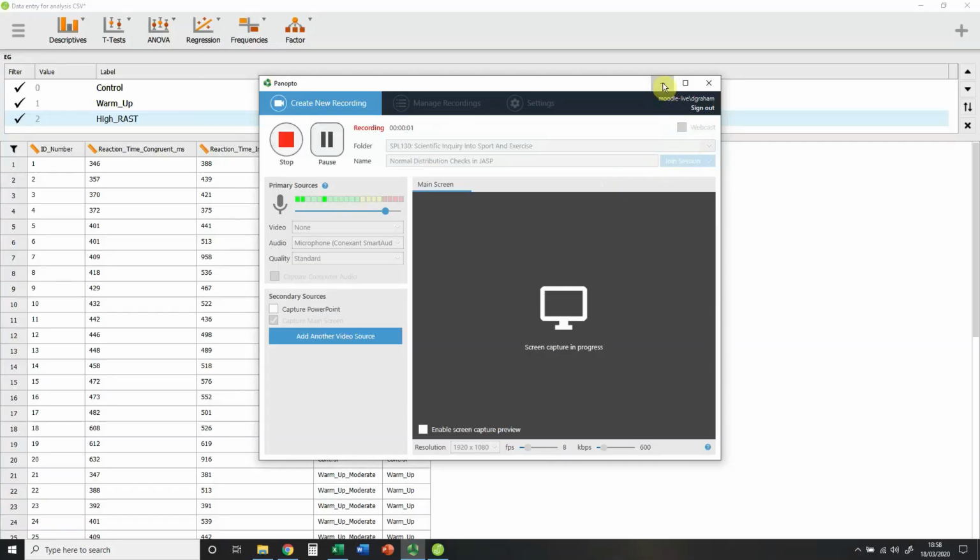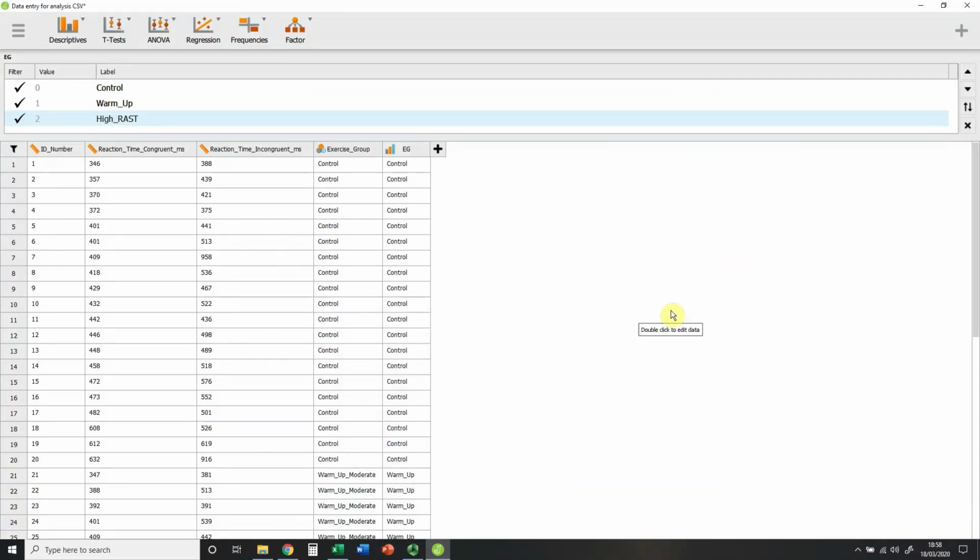The aim of this session is to discuss how to check for normal distribution whilst using JASP. Here's the data set I created in a previous video, where we've got reaction times for a congruent situation, reaction time for an incongruent situation, and the exercise grouping with the grouping value label set over here on the right hand side.